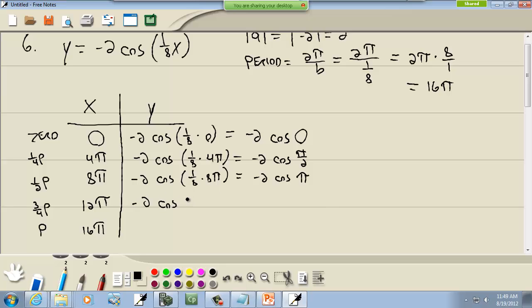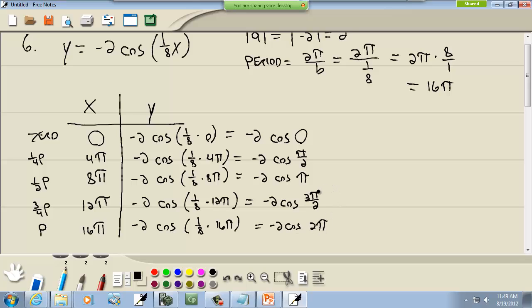And here, negative 2 cosine of 1/8 times 12 pi. See, 12 over 8 reduces to 3/2, so we got negative 2 cosine 3 pi over 2. And you can probably guess what the last one's going to be: negative 2 cosine of 1/8 times 16 pi, which gives us negative 2 cosine 2 pi. Look at that. Those look familiar? 0, pi over 2, pi, 3 pi over 2, and 2 pi.